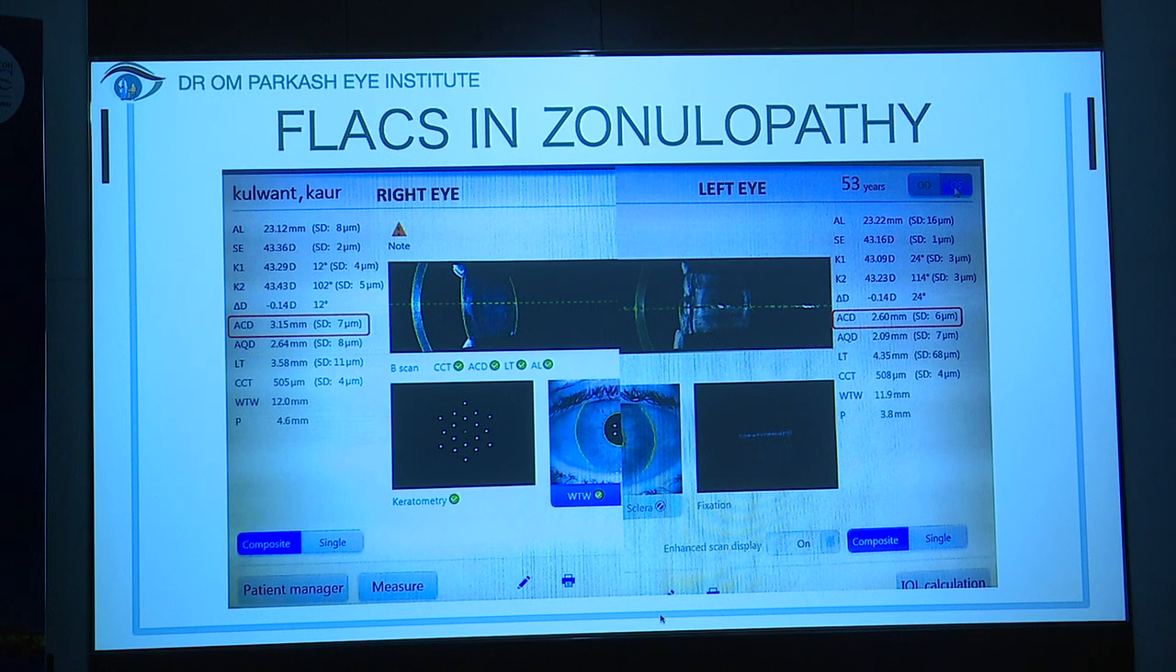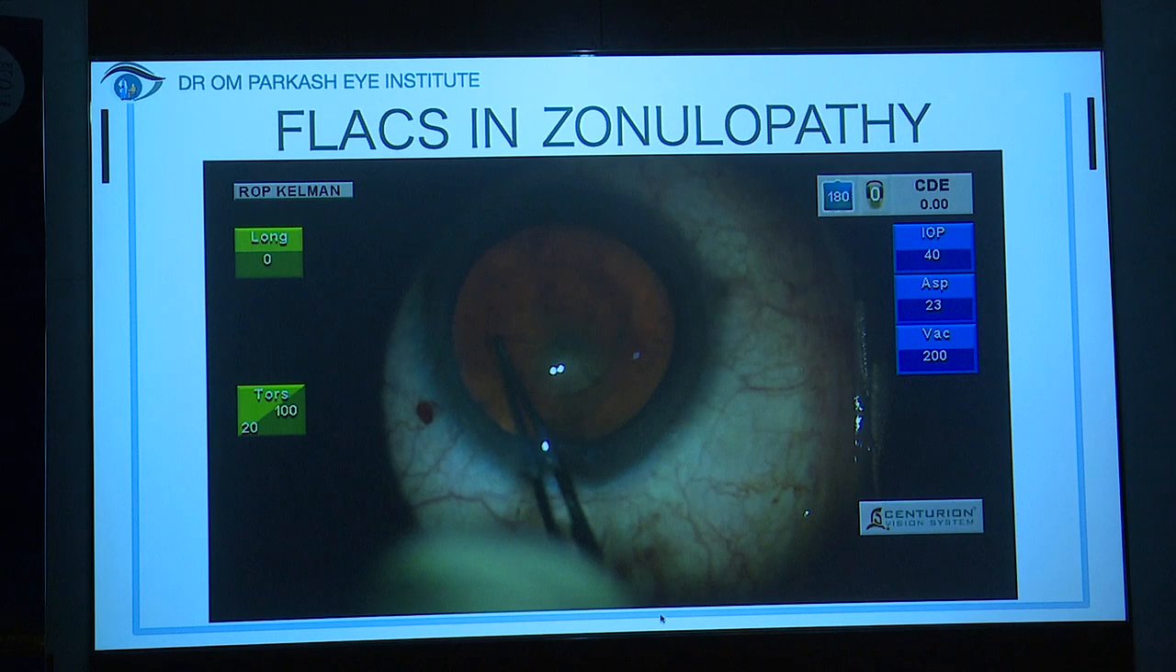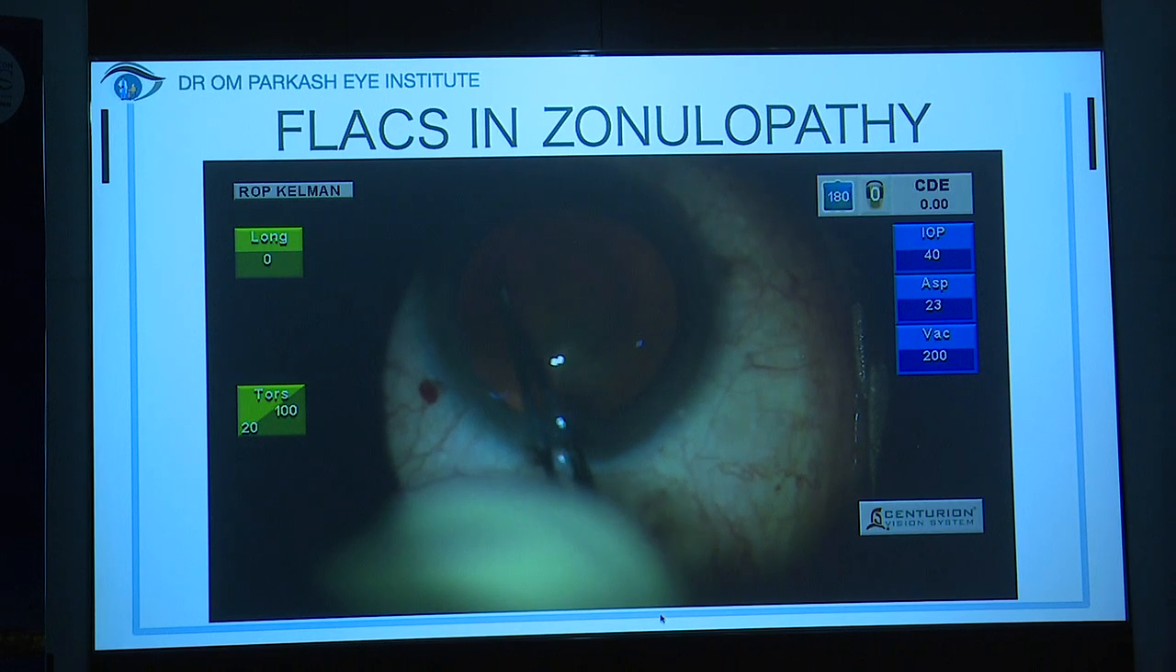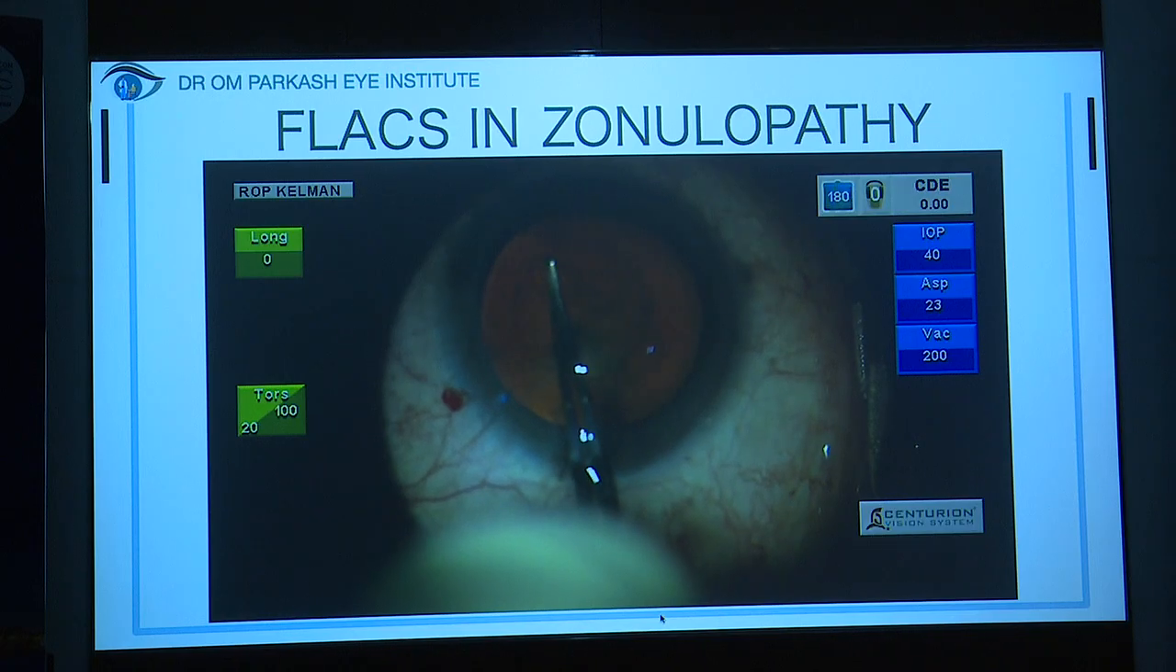So coming to FLACS and zonulopathy, it was beautifully shown by Dr. Cyrus. So this was a case where preoperatively we could see that there was a gross difference in the ACD. It gave us an idea about zonulopathy. We did FLACS. So FLACS is a boon for zonulopathy as it helps in making capsular access very easy. So capsular access was done.